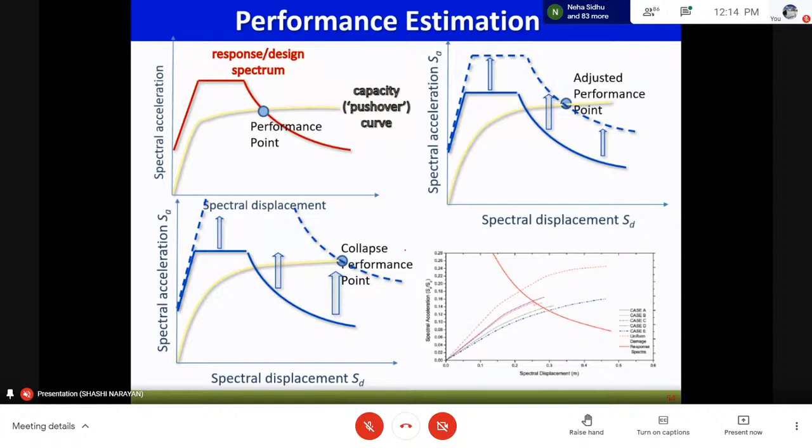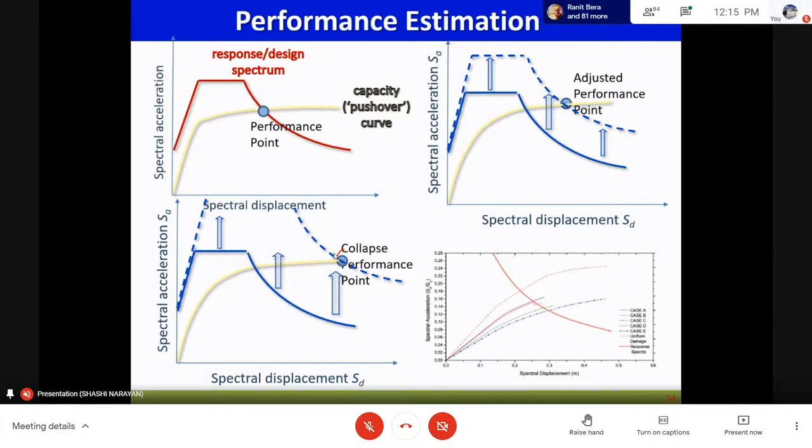So if we increase the Z value, this will go on changing. That is, we can go on adjusting this performance point, and we can also determine the maximum PGA of the response spectra compatible earthquake at which the structure will fail. That is the collapse performance point. That is, when the response spectrum, having its end cutting at the end of the capacity curve, is the collapse response spectrum. This is one of the methods by which we can determine the collapse points.